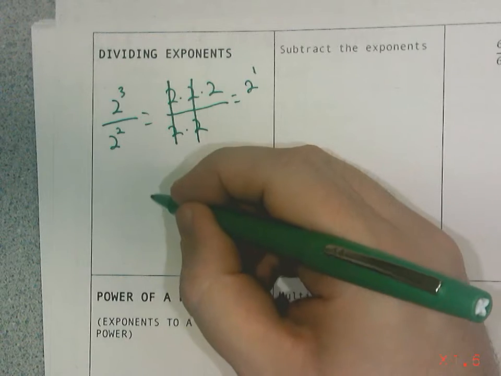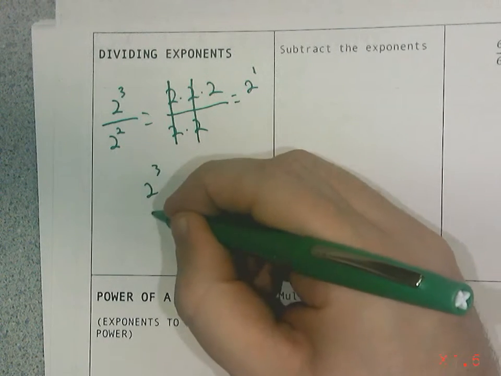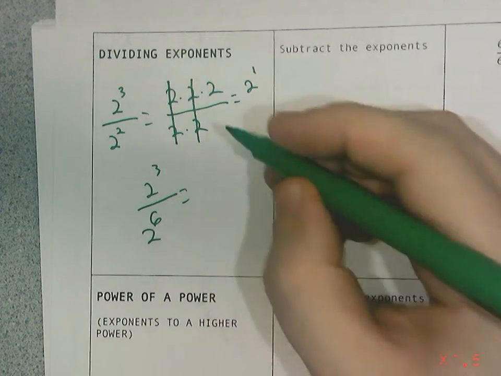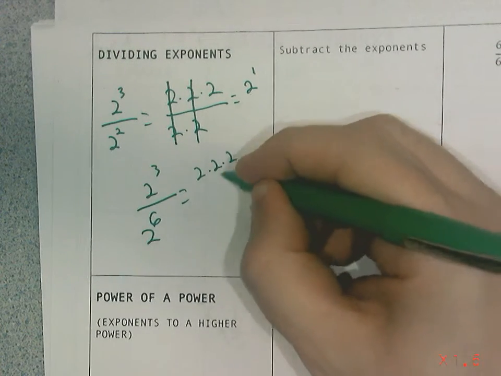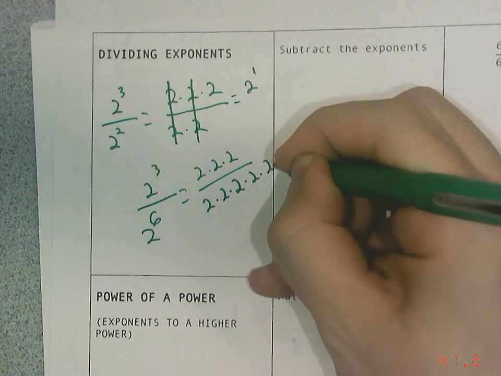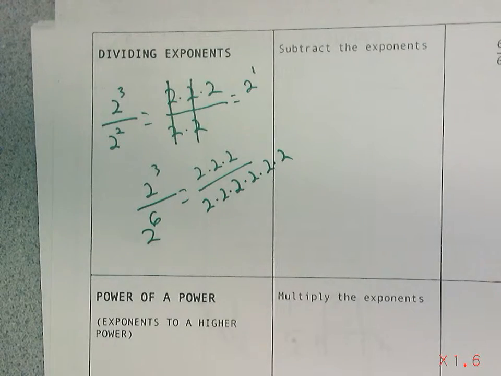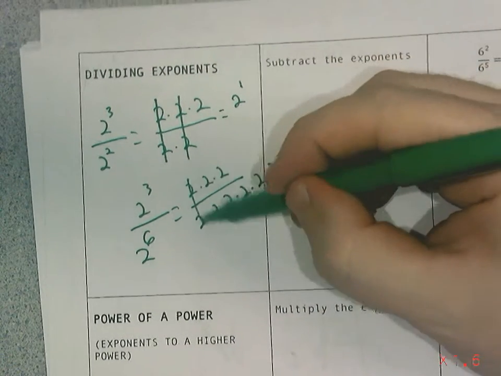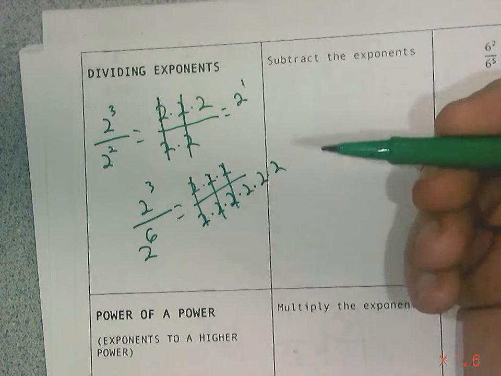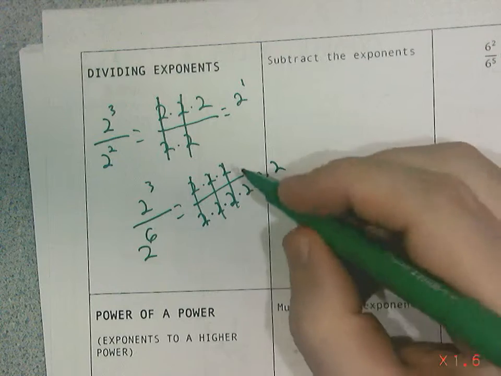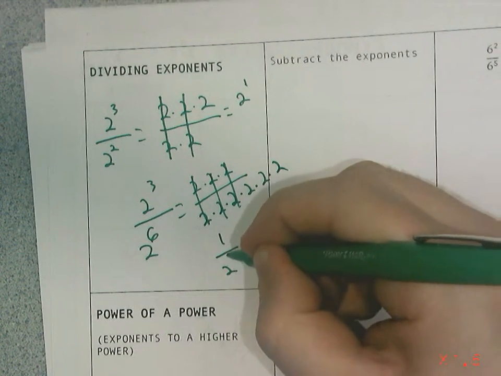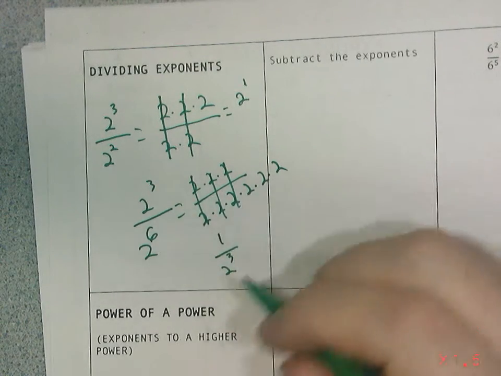If I had 2 to the third power divided by 2 to the sixth power, that's the same as saying 2 times 2 times 2 over 2 times 2 times 2 times 2 times 2 times 2. Okay? And then if I cancel these out, I'm left with how many 2's on the bottom? It would be 3. So it's on the bottom that they're left, so it would actually equal 1 over 2 to the third power. 1 on top because there's nothing left on top.